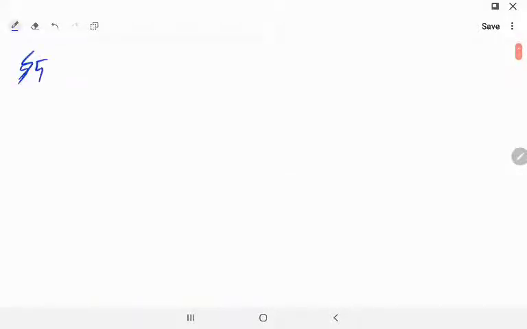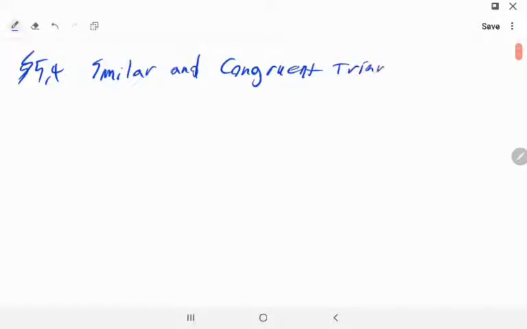Section 5.4 is on similar and congruent triangles. So the first thing to look at is just getting some terminology down.